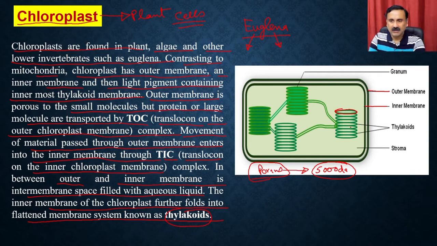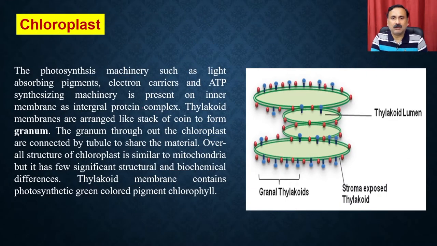So let's understand the photosynthetic pigments. The photosynthetic machinery, such as the light-absorbing pigments, the electron carriers, and the ATP synthesizing machinery, is present on the inner membrane as integral protein complexes.